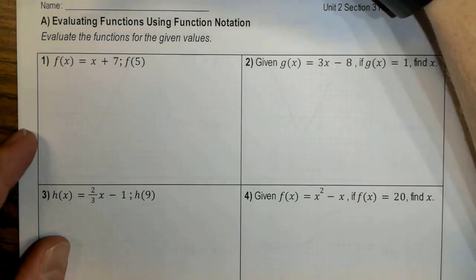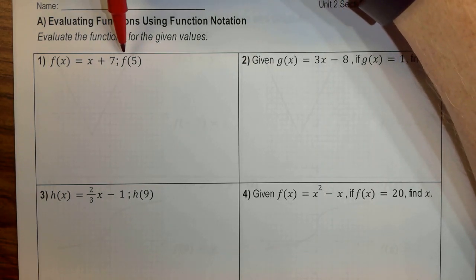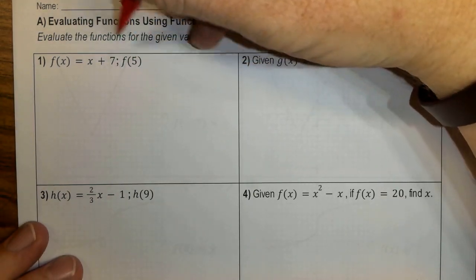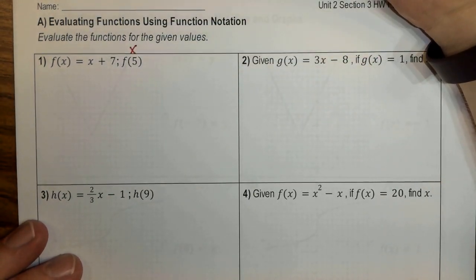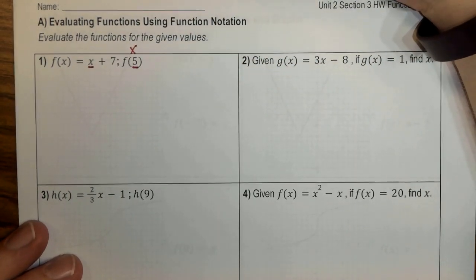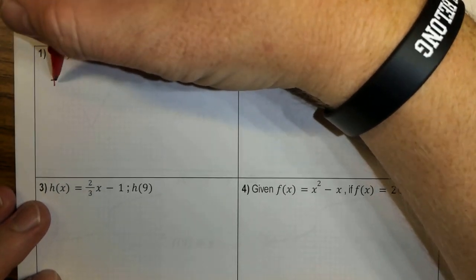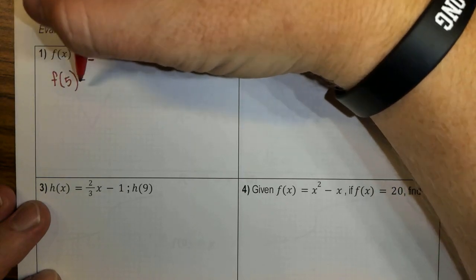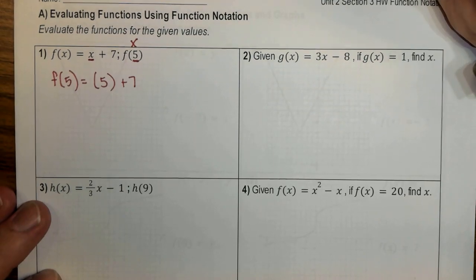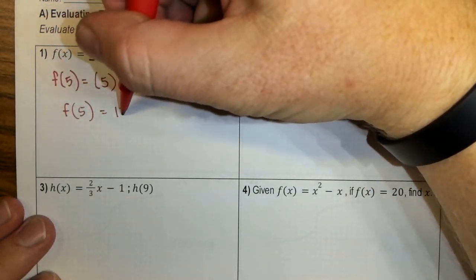Okay, so number 1, f of x equals x plus 7, and I want to find f of 5. Well, remember, anything in parentheses is x, and so I'm going to replace this x with this 5. Okay? So if you want to, you can just write f of 5 equals, instead of x, I do 5 plus 7. And then that's easy to add. 5 plus 7 is 12.